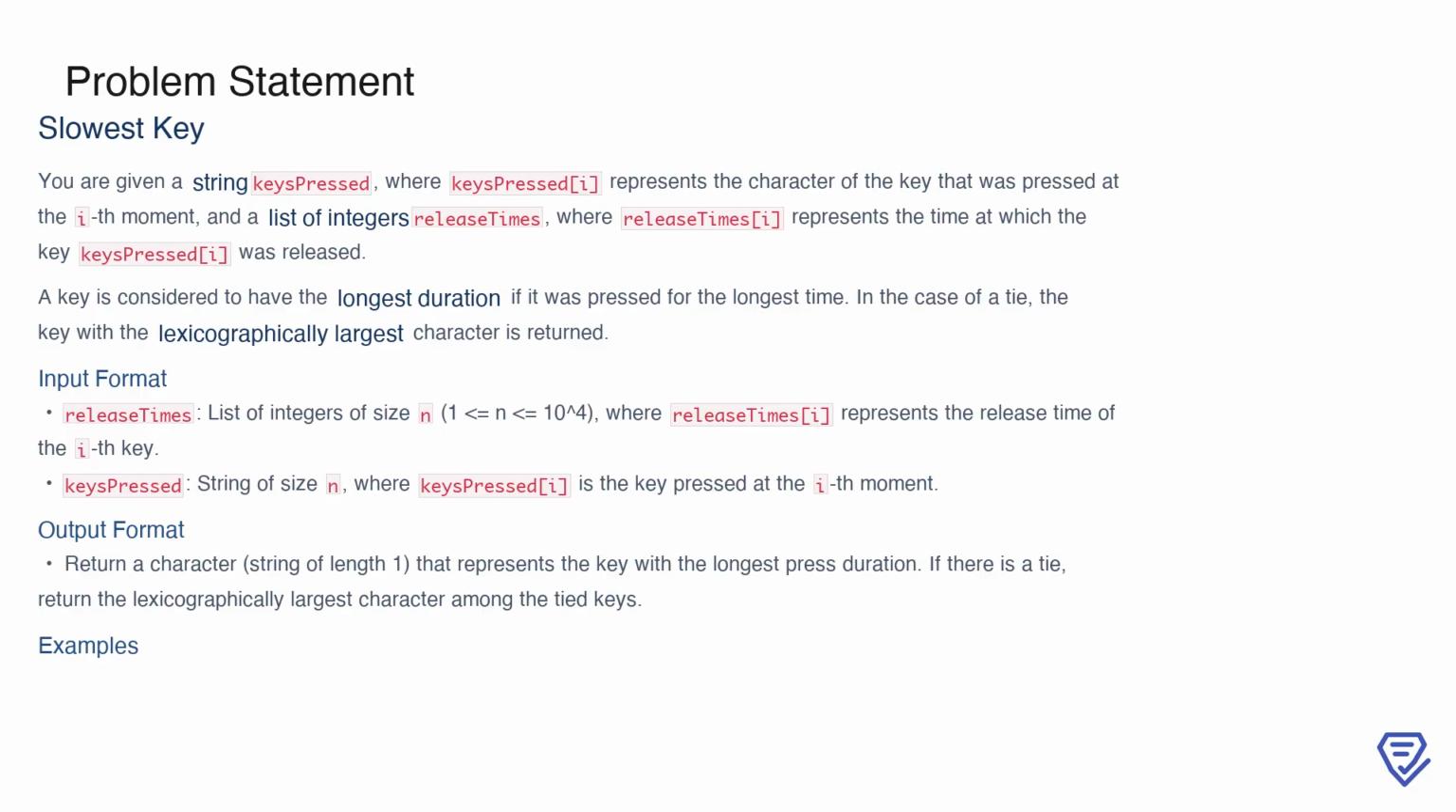If two or more keys have the same longest duration, we return the lexicographically largest key among them. For example, if B and C have the same duration, we return C because C comes later alphabetically. The inputs consist of a list of integers for release times and a string for keys pressed, and the output is a single character representing the key with the slowest release time. This ensures we focus on both the duration and the alphabetical order when ties occur.